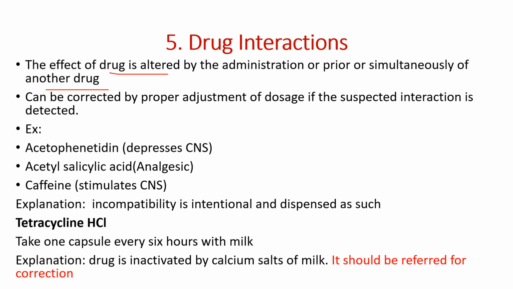For example, consider dispensing acetophenetidine with acetyl salicylic acid and with caffeine. These are three drugs. Acetophenetidine is mainly used as a CNS depressant, whereas acetyl salicylic acid is an analgesic and caffeine is a CNS stimulant. So here this is a type of incompatibility, but it is an intentional one, because since it is going to act as a depressant, we need a stimulant also. That is the reason they have been dispensed as such.